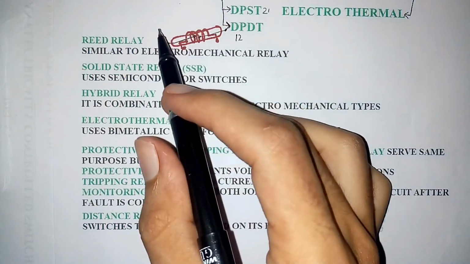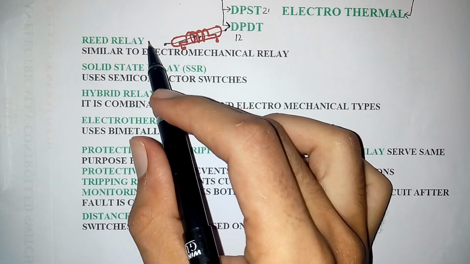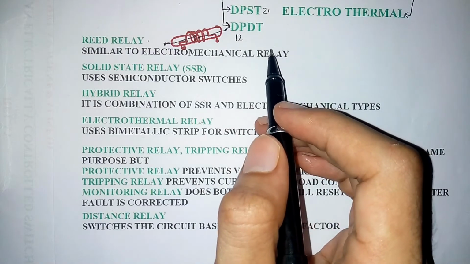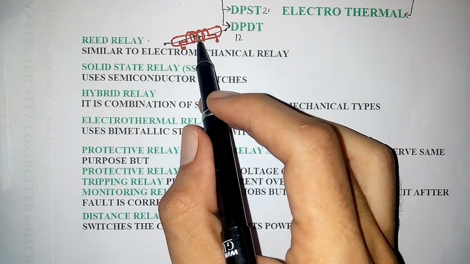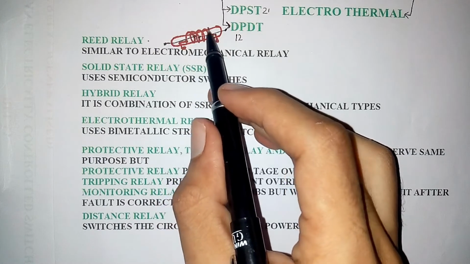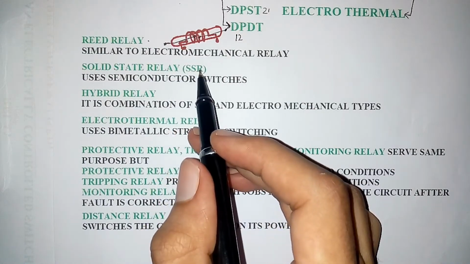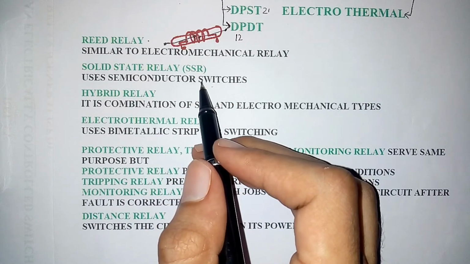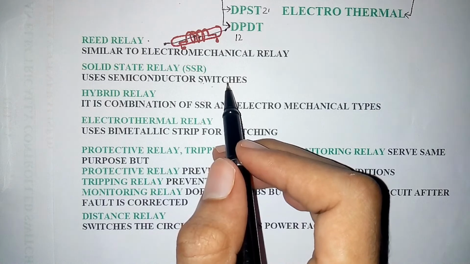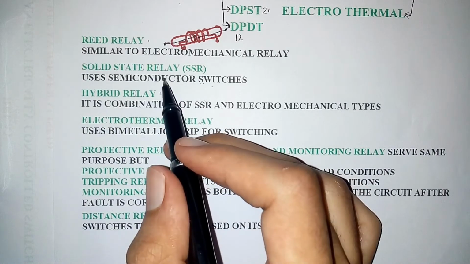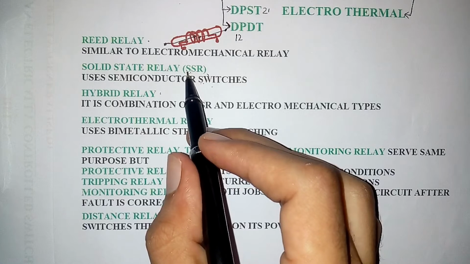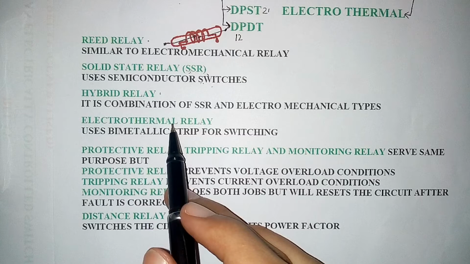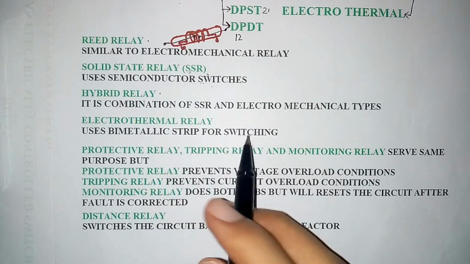Now let's dive deep into types of relay. Reed relay is similar to electromechanical relay shown in the demo experiment, but the poles and throws are located inside the coil. Solid state relay use semiconductor switches instead of switches like this, so that the switching action could be faster. Coming to hybrid relay, it is a combination of SSR type relay and electromechanical type. Electrothermal relay uses bimetallic strip for switching.